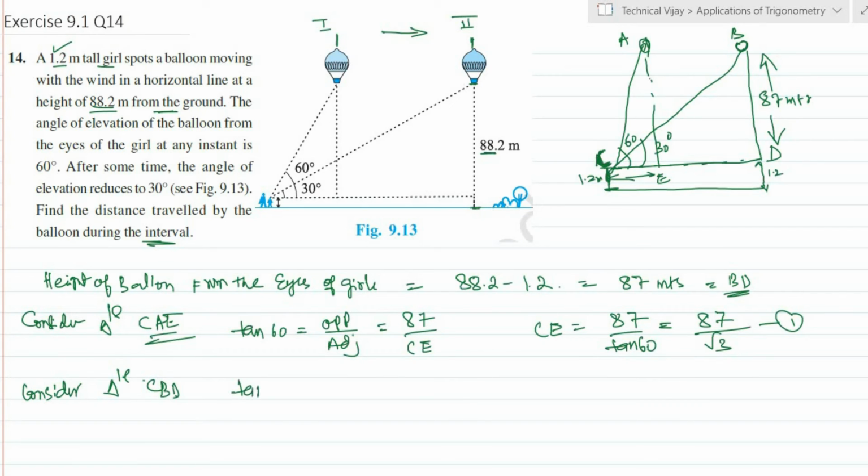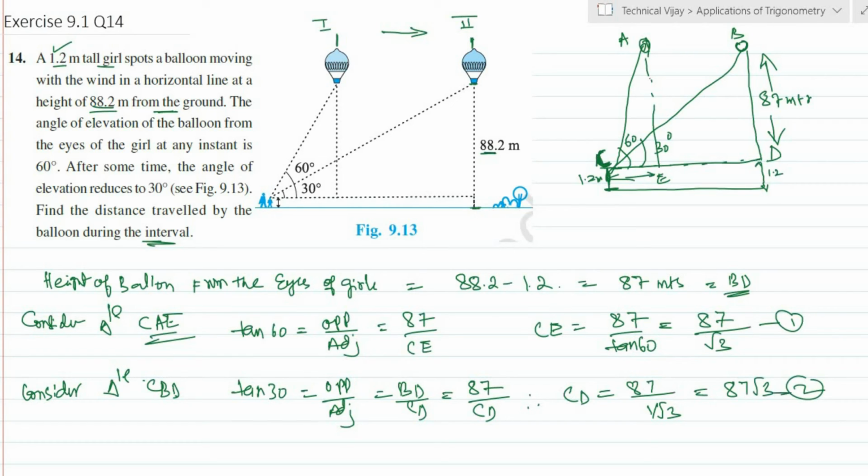That is, tan of 30 is equal to opposite by adjacent. Here in this case, opposite means BD divided by CD. BD is equal to 87, CD we have to find out. So hence CD is equal to 87 divided by tan 30. Tan 30 is equal to 1 by root 3, which is equal to 87 root 3.